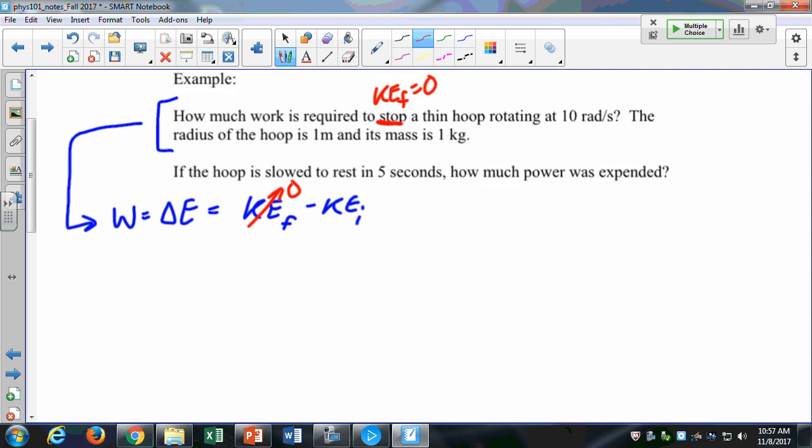Now I want to figure out what is KEI. That's going to be 1/2 I omega squared. But I don't know what I is. I know what omega is. Omega is 10 radians per second. And so in this problem, I need to first figure out what is I. Well, this is where you would go to your table, because it's a hoop, and we know that hoop is one of those things on that table. You can flip back if you want, and try to pick out the appropriate equation for I for a hoop.